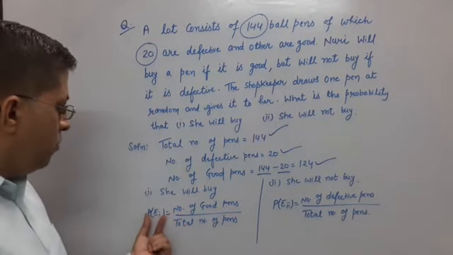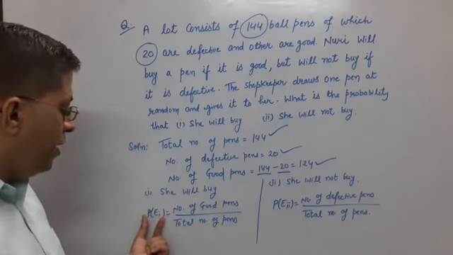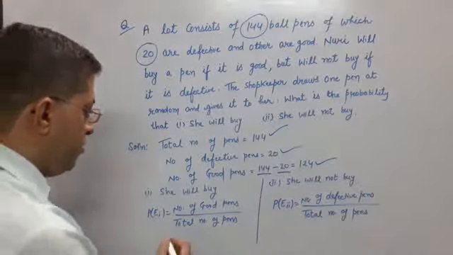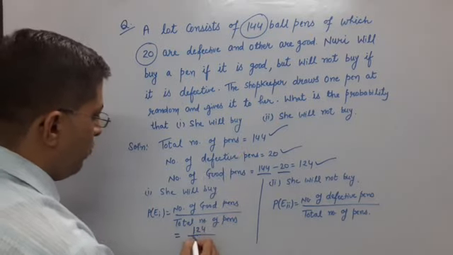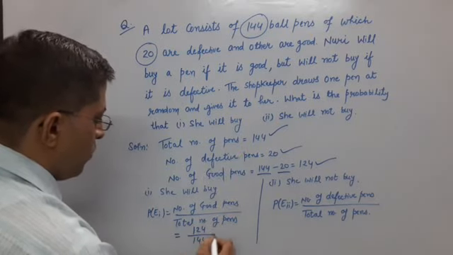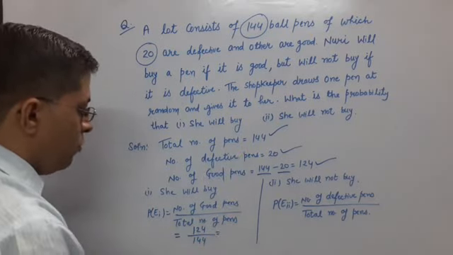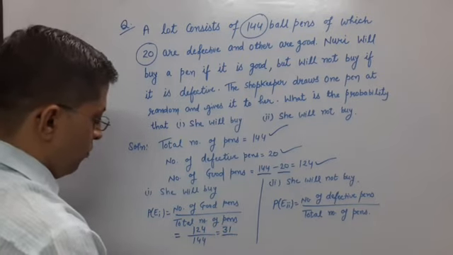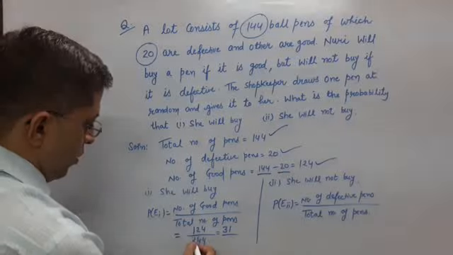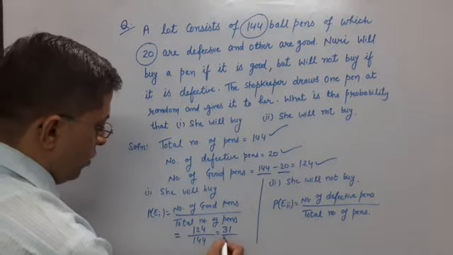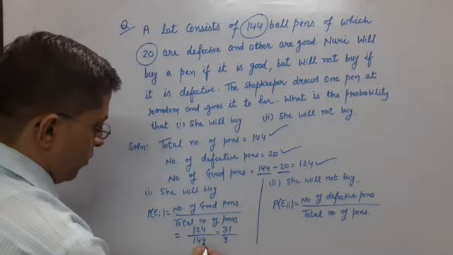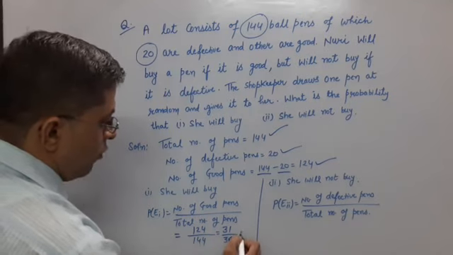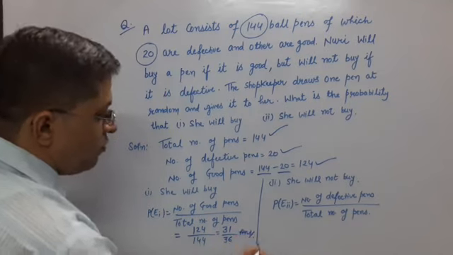So the probability of buying the pen is the number of good pens upon the total number of pens, which is 124 upon 144. Cut by 4: 4 3s are 12, 4 1s are 4. Then cut by 4 again: 4 3s are 12, and 4 6s are 24. This is your first answer.